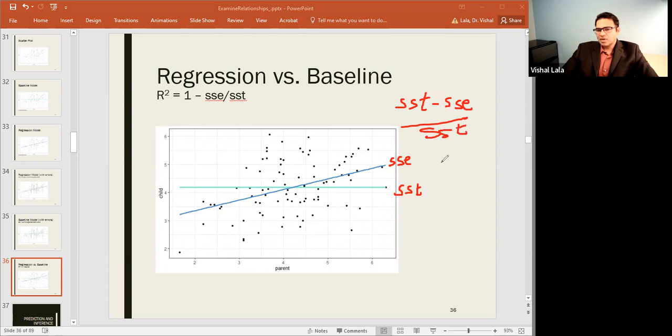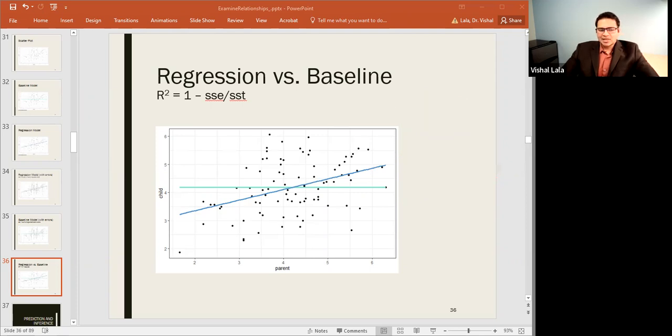This fraction you can simplify to 1 minus SSE divided by SST. This expression you're seeing now on screen is also commonly known as your R-squared measure. So R-squared represents how good the regression is, and ranges from 0 to 1, where 1 means the model is perfect, and 0 means it is no better than the baseline model. In other words, if the blue line and green line coincide, your R-squared would be 0. Ideally, we'd like to have R-squared be as large as possible.